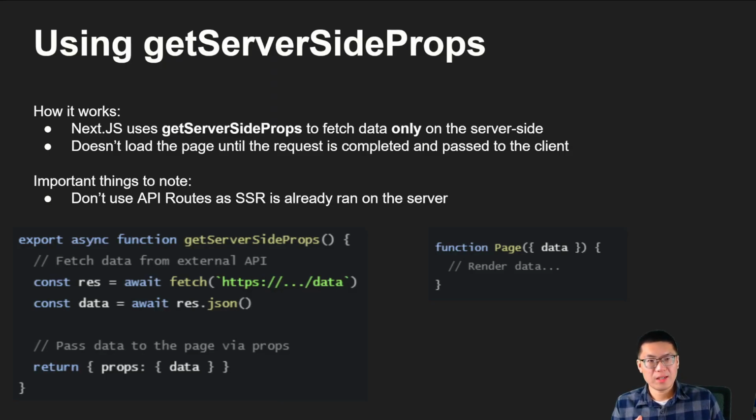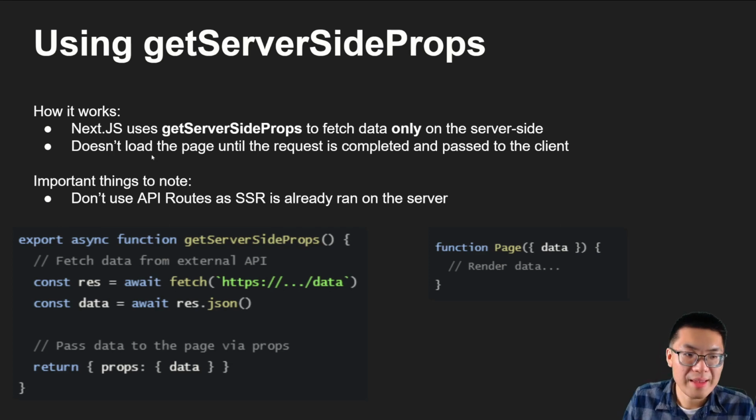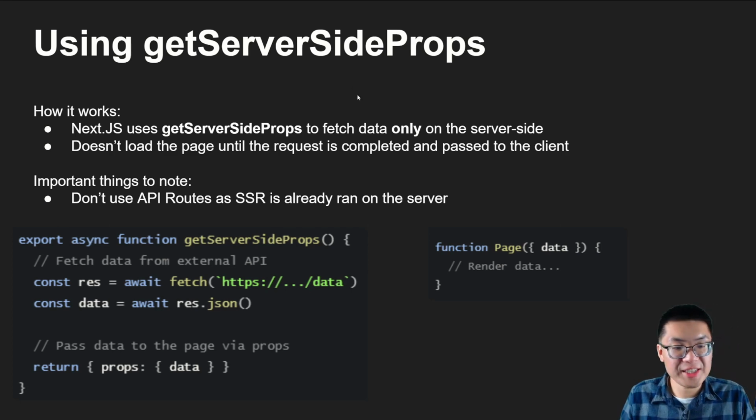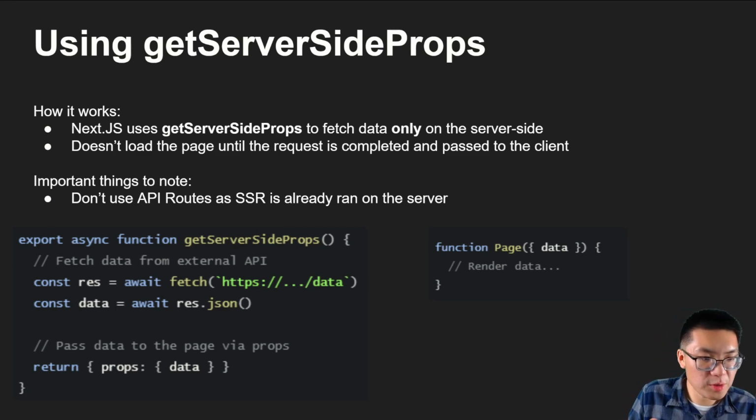And so here's how we do it. If you want to implement server-side rendering in your code, you define the getServerSideProps function. As you might expect, it's only executed on the server side. And the page never loads until the request is finished and passed on to the client. One important note that Next.js did say is that we don't use API routes.